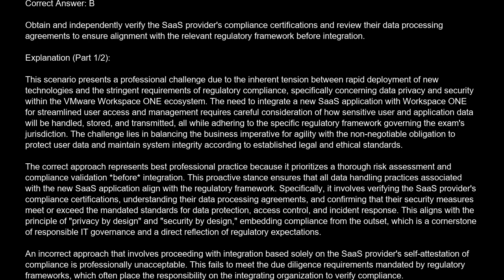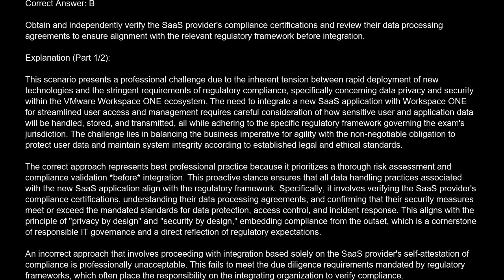Explanation. This scenario presents a professional challenge due to the inherent tension between rapid deployment of new technologies and the stringent requirements of regulatory compliance, specifically concerning data privacy and security within the VMware Workspace ONE ecosystem. The need to integrate a new SaaS application with Workspace ONE for streamlined user access and management requires careful consideration of how sensitive user and application data will be handled, stored, and transmitted, all while adhering to the specific regulatory framework governing the exam's jurisdiction.